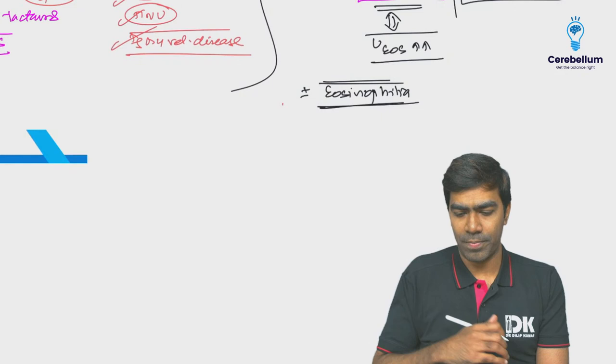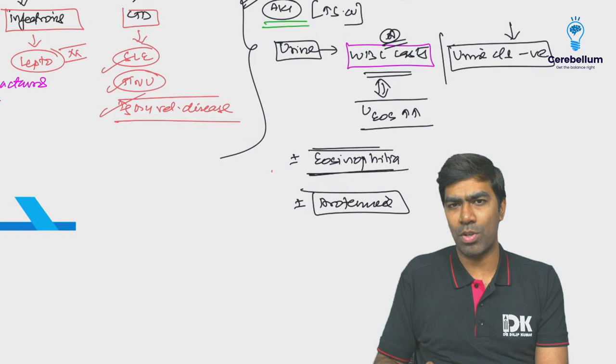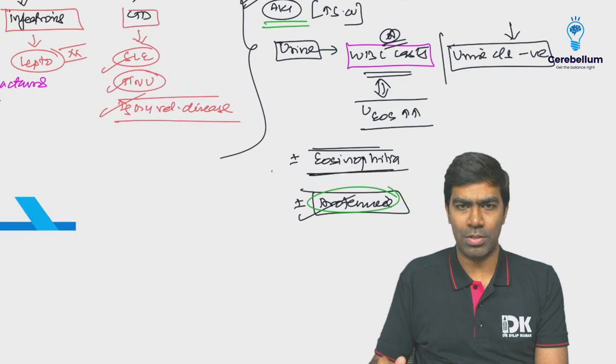Plus or minus proteinuria. Patients can have proteinuria, but it will not be a selective proteinuria. It will be less than 1 gram only. It will not be very high level proteinuria. Non-selective, less than 1 gram proteinuria. And most of the time, what is this protein? It's nothing but the tubular proteins. These are basically Tamm-Horsfall proteins. You know that, they're coming from the tubules. So this will be the usual picture, classic picture.